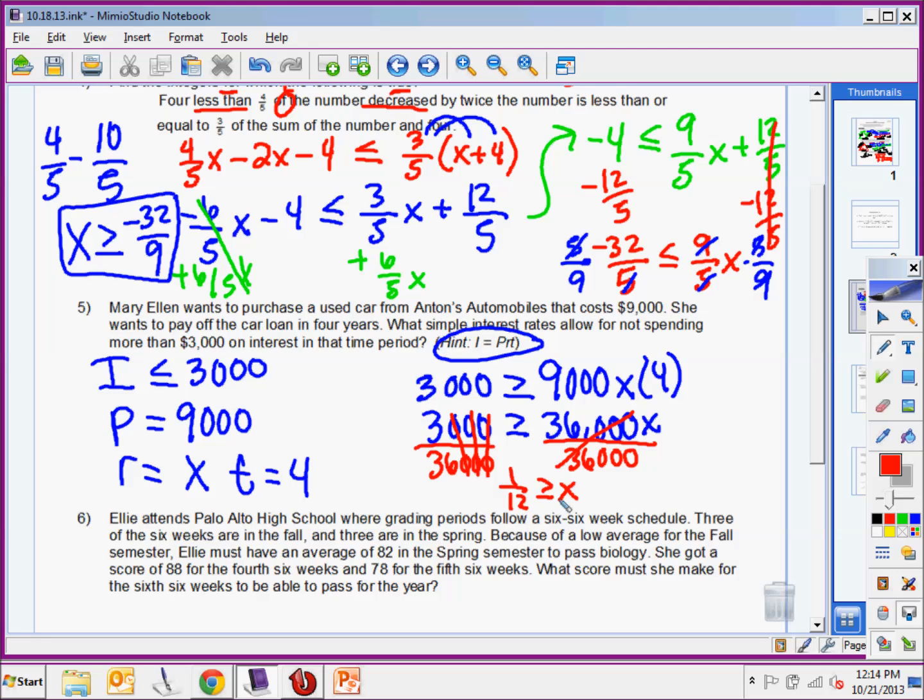Wrong, because the x is by itself. It's not 9,000 x. It's 9,000 times x times 4. But x is our rate. So then it's 36,000 times x. So to get x by itself, we divide by 36,000.